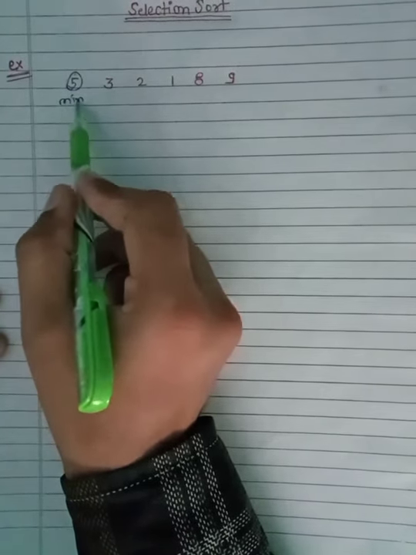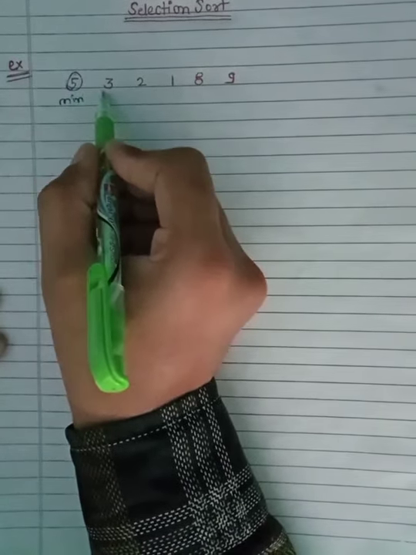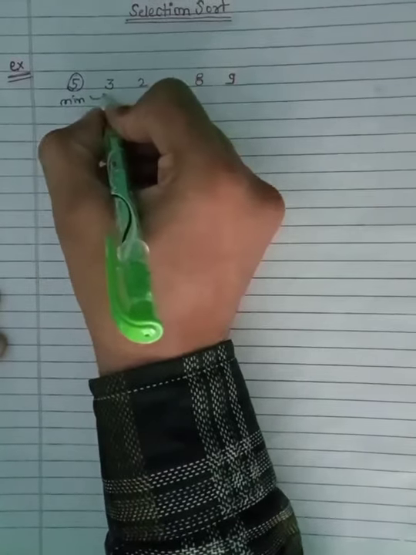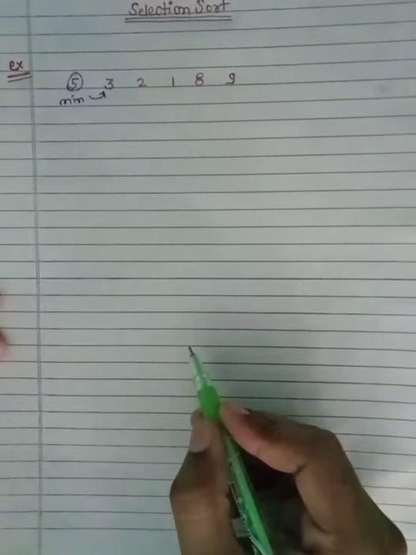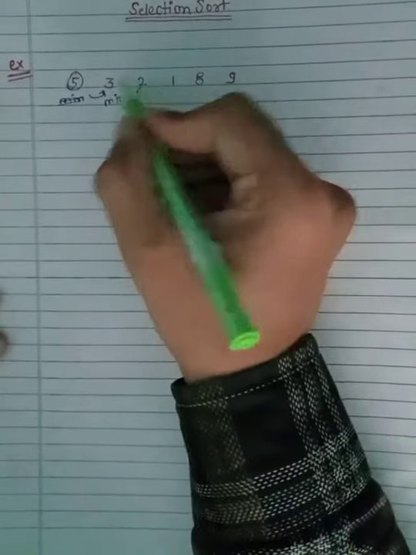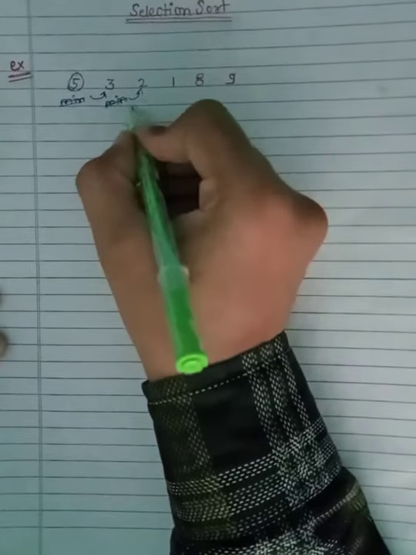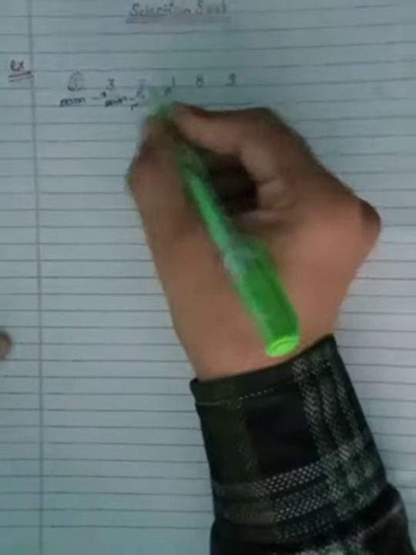Okay, so let's say at the start the minimum variable contains the value 5, then we'll compare it with the next one. Is 3 less than 5? Yes, so our minimum variable will store the value 3 now. Let's compare with the next one. Is 2 less than 3? Yes, so our minimum variable contains the value 2. Let's compare with the next value. Is 1 less than 2?